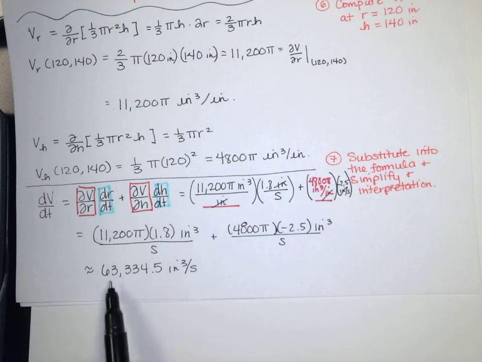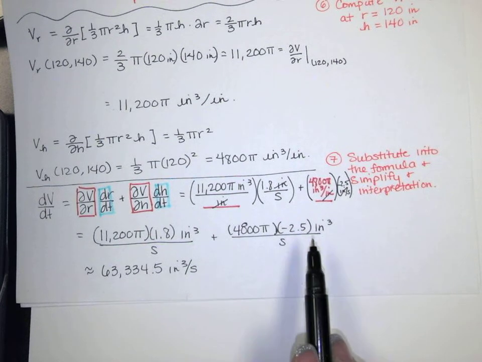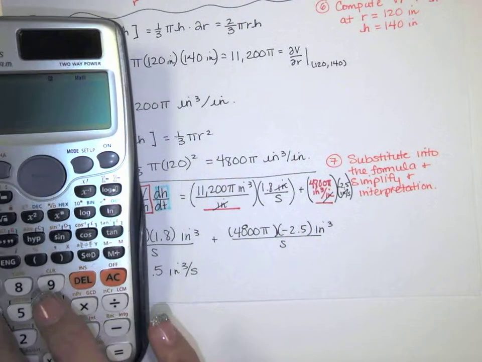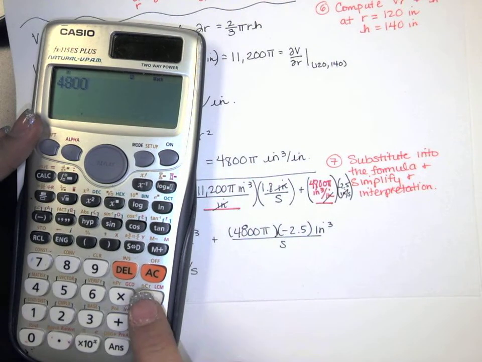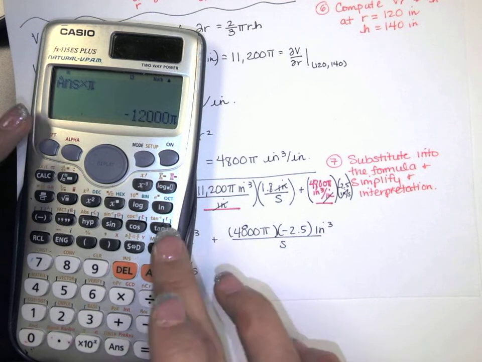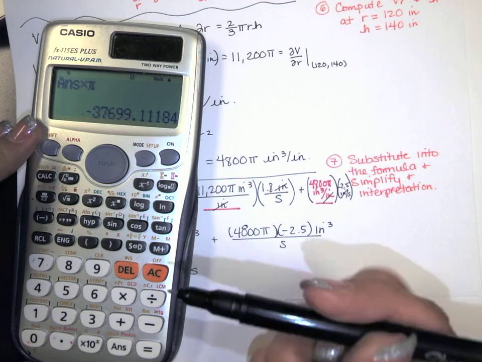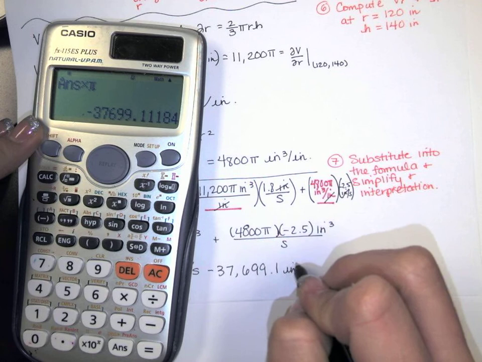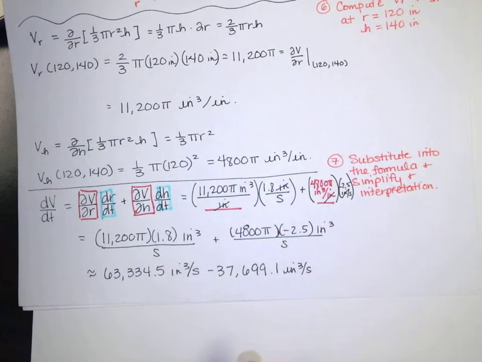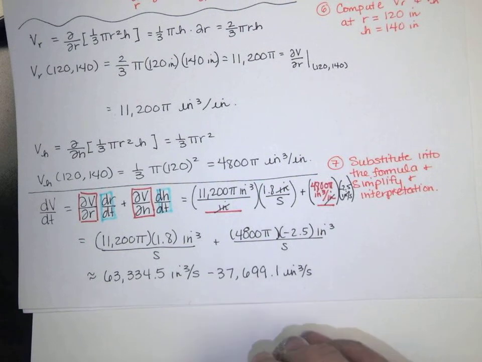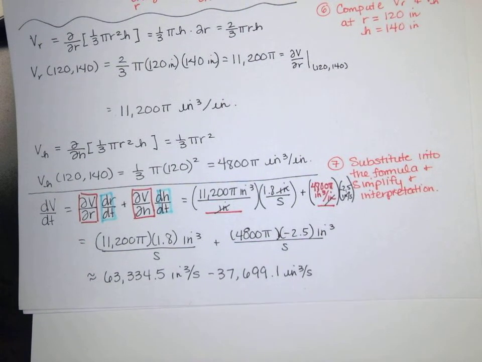Now, that's not what's happening. The radius is changing, it's increasing. Simultaneously, the height is decreasing at negative 2.5 inches per second. So let's see how that height shrinking changes the volume. So we'll take our 4,800, multiply it by negative 2.5, multiply that by pi, get a decimal approximation. So I've got negative 37,699.1 inches cubed per second. So we're losing 37,699 inches cubed every second due to that height shrinking at 2.5 inches per second.